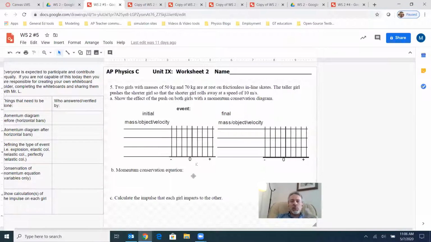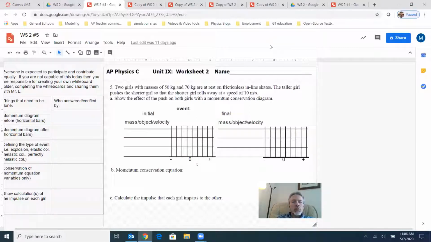Before we do that, could you please all unmute yourself? What kind of event is this? Remember, we have elastic collisions, we have perfectly inelastic collisions. What kind of event is this? You might have to unmute yourself. This is an explosion. Yeah, I think I heard at least one person say explosion. This is like an explosion. Yep.